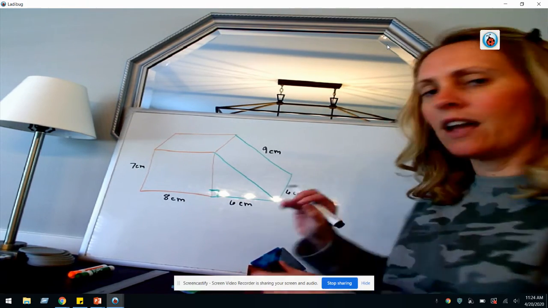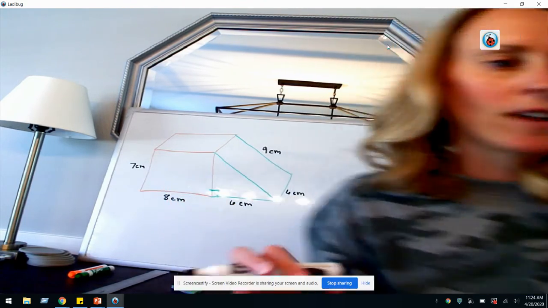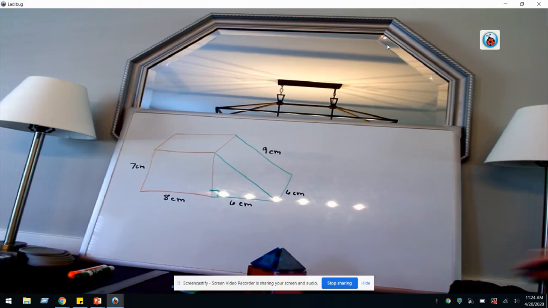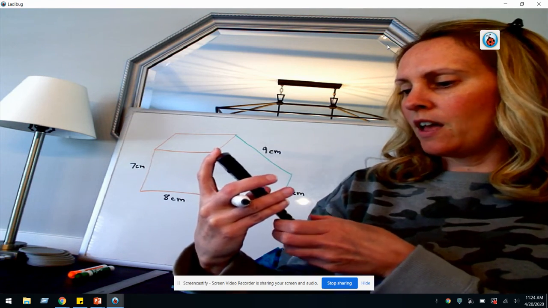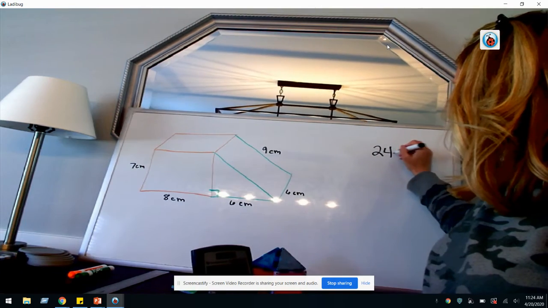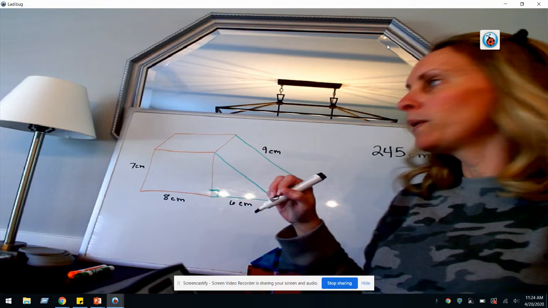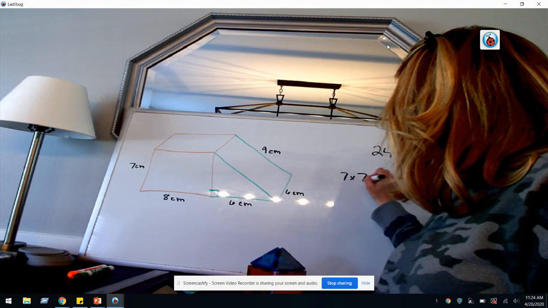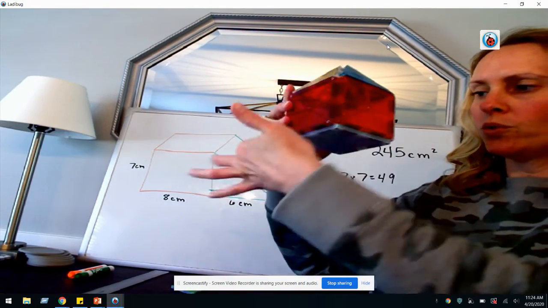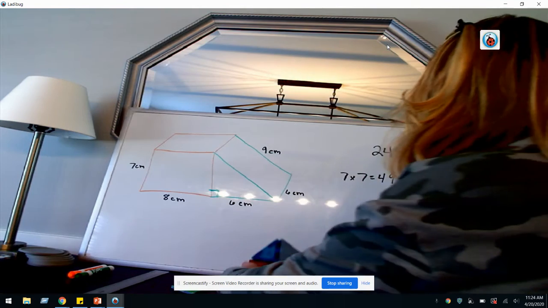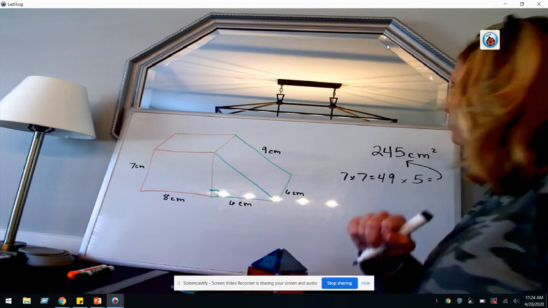Okay, so if I know one of these squares is 49, and I've got 5 squares here, that means that I would do 49 plus 49 plus 49, or just 49 times 5. So now, I've got my calculator. I'm going to do 49 times 5, and the bottom part of my house is 245 centimeters squared. Now I got that by doing 7 times 7, which was 49. And since there were, again, 1, 2, 3, 4, 5 squares, I then multiply that by 5. And that's how I get my 245.